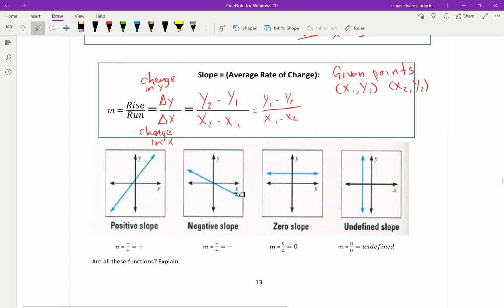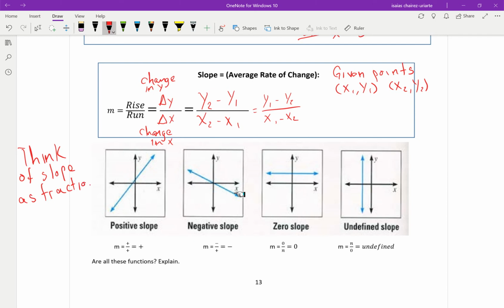And by the way, always think of the slope as a fraction. Over here in the margin, I'm going to say think of slope as a fraction. So if, let's say, m was -3, how would you think of that as a fraction? Well, I would just say -3 over 1. So always get in the habit of thinking of slope as a fraction.